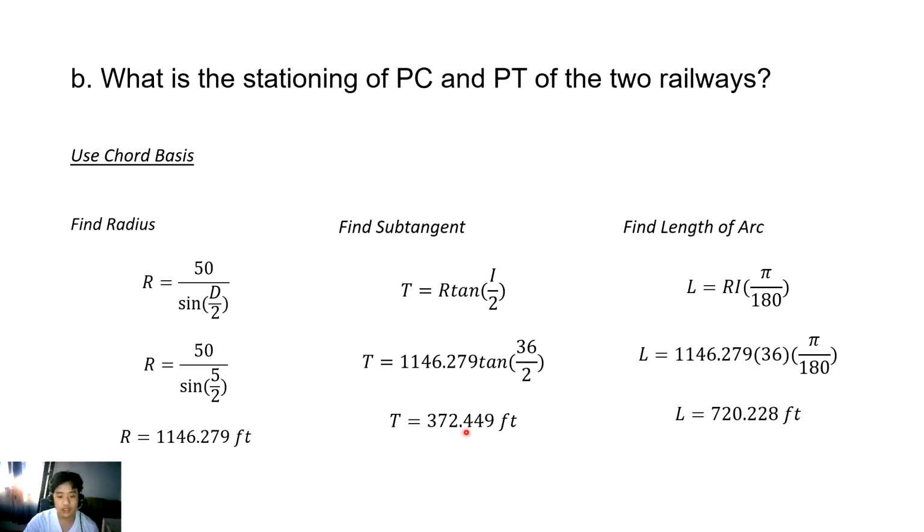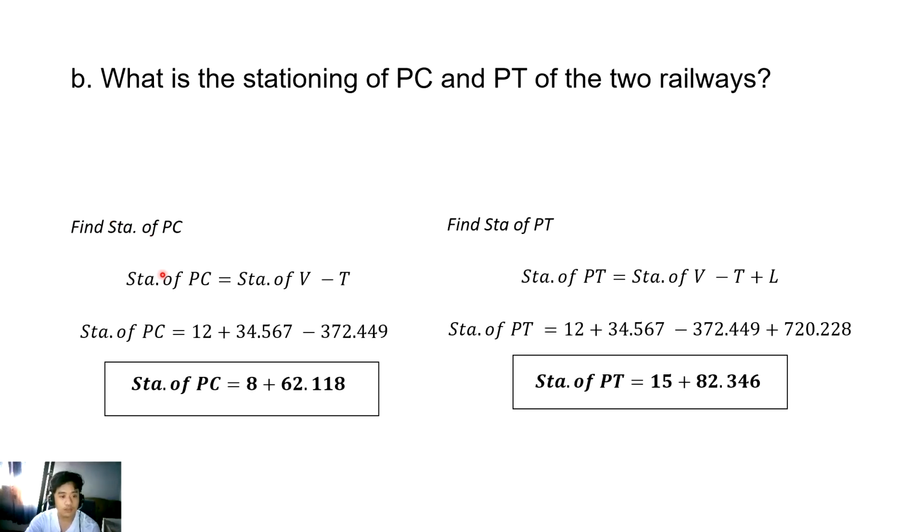Then, we'll get 372.449 feet. For length of arc naman, we're going to use the formula R times I times pi over 180. Then, substitute R, so 1,146.279 times 36 times pi over 180. So, makukuha natin yung length of arc or length of curve natin na 720.228 feet.